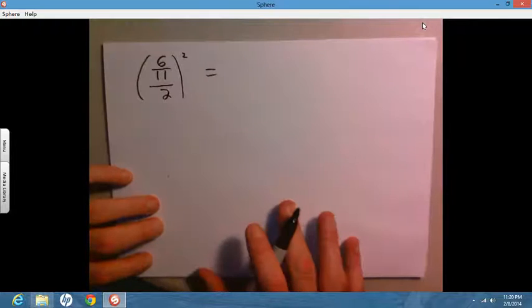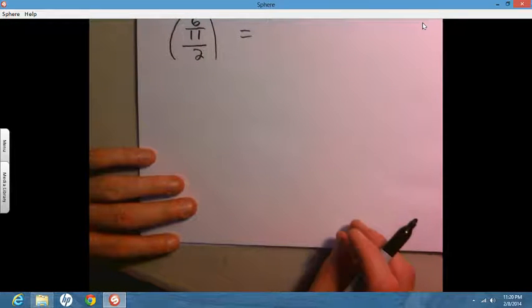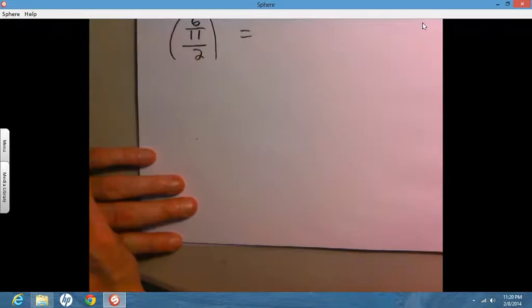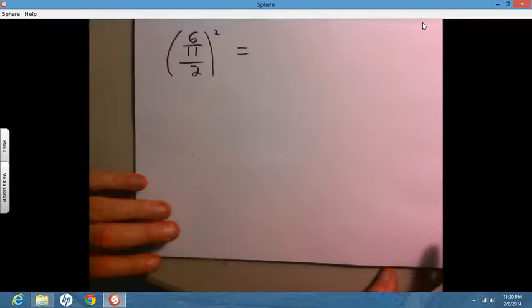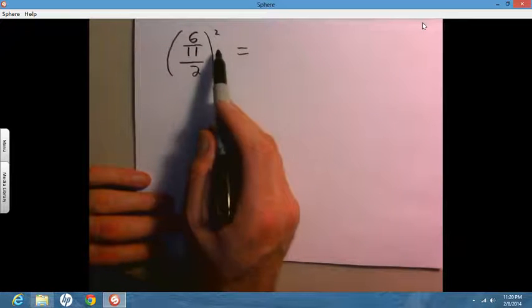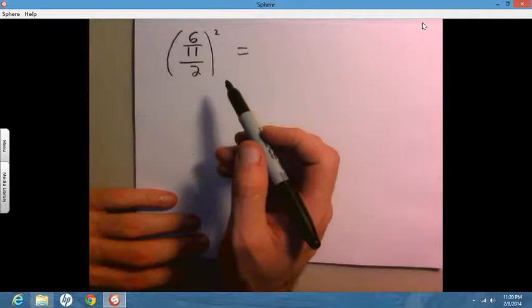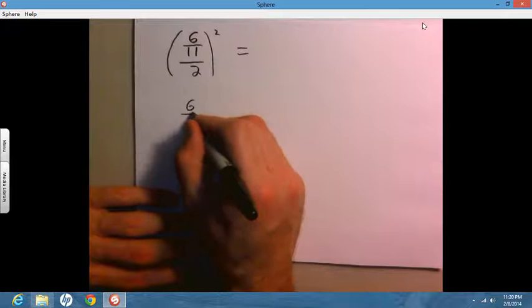So what does that equal? Now, there might be some confusion here because we have 6 divided by 11 divided by 2. The way we're going to work this is we're going to figure out what 6 divided by 11 divided by 2 is, and then we're going to square it. Okay? So let's take that as a little side problem. And what we want to know is what 6 divided by 11 divided by 2 is equal to.